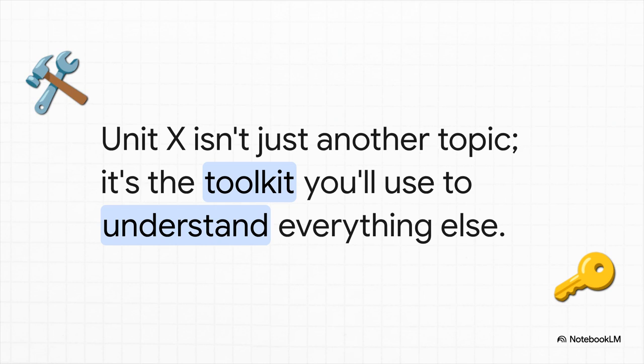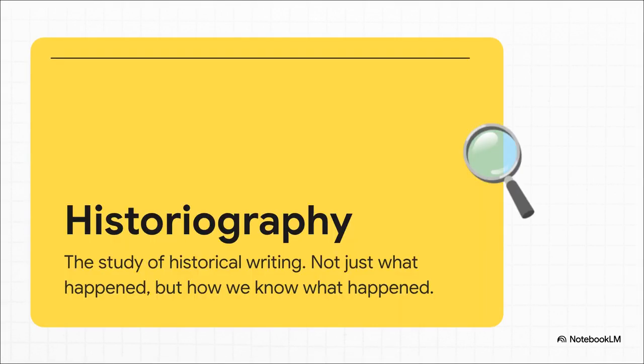Unit 10, the one on historical method and historiography, is without a doubt the most important unit in the entire syllabus. Why? Because it doesn't just teach you what happened, it teaches you how to think like a historian. It gives you the actual toolkit you need to break down everything in those first 9 units. And that brings us to this big, fancy word, historiography. But don't let it scare you. All it means is studying how history gets written.